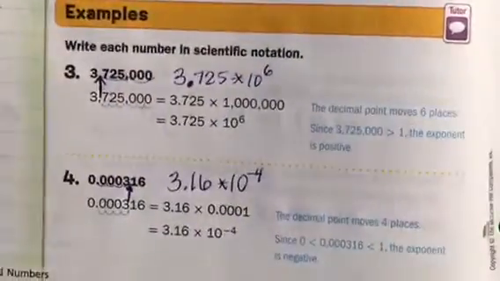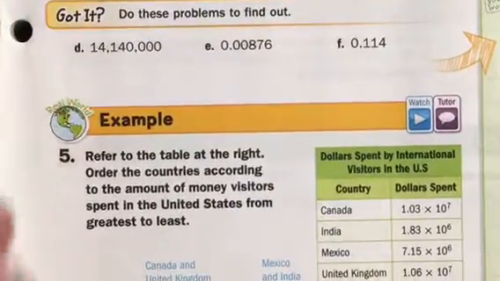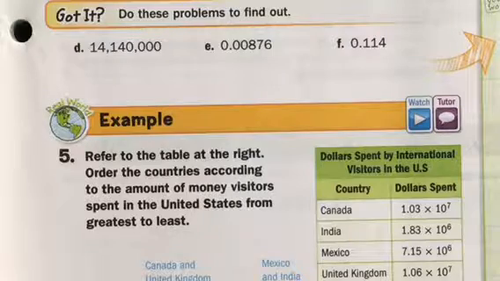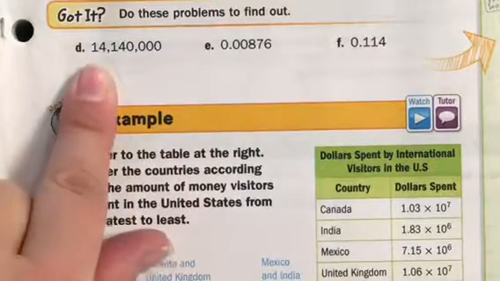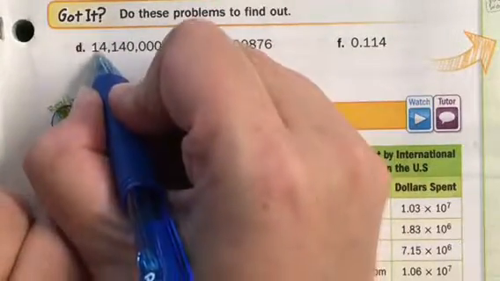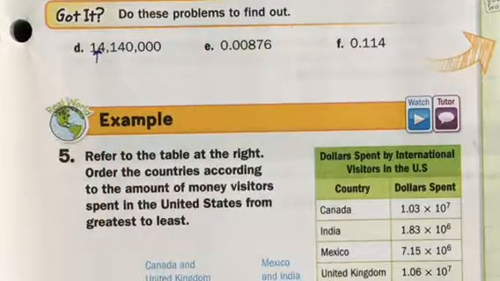I want you to do D through F, but remember, what are you going to put first to remind you about what you're doing? The arrow. And where do you put that arrow? Right after the first digit. So right there, and then keep on going. So now put these into scientific notation.